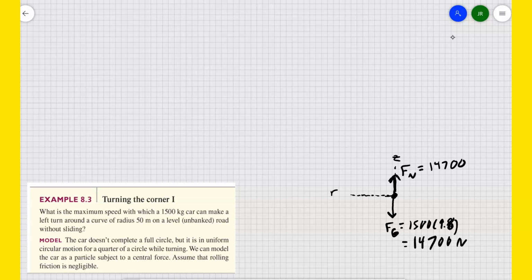How do I know that? It's because it's on a flat surface. It's not accelerating up into the air. It's not accelerating down into the ground. It's remaining steady on that z-axis, on that flat surface. What else do we have? We have friction.